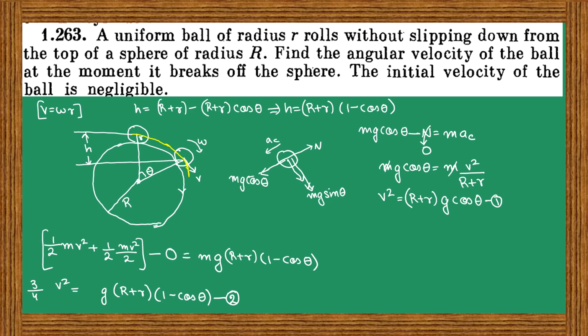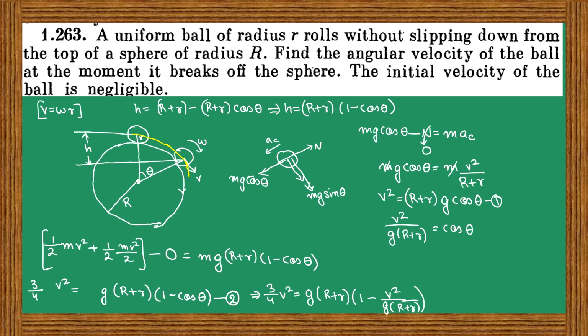So from the first equation, let me take the term of cos theta. So cos theta is nothing but v square by g into capital R plus small r. Now substitute the value of cos theta here. So 3 by 4 v square is equal to g into capital R plus small r into 1 minus cos theta. What is the value of cos theta? v square by g into R plus small r.